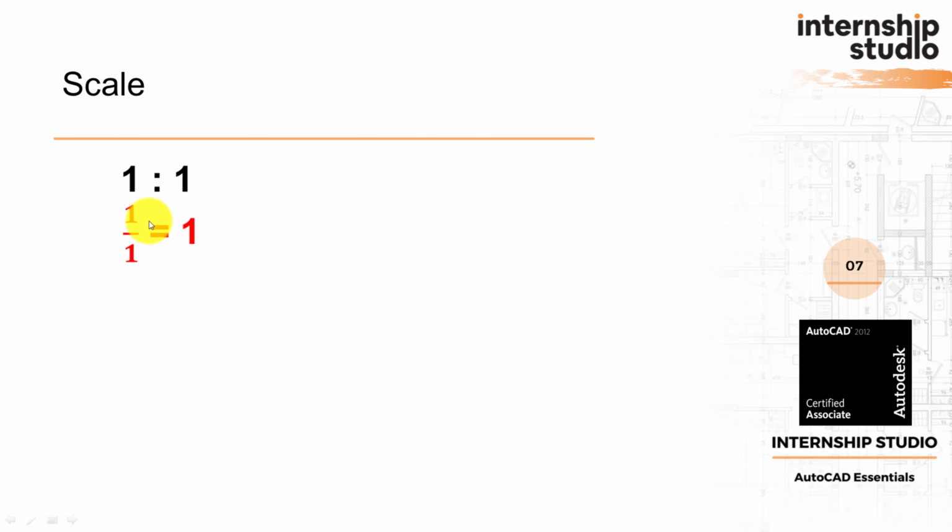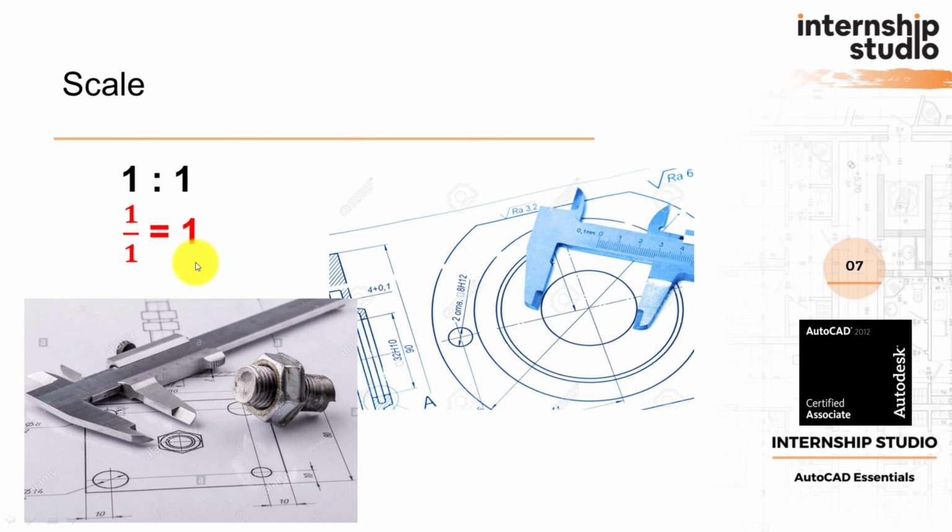The scale 1 is to 1 means 1 divided by 1, the value is 1. That means what? For example, 1 is to 1 in the sense the component size and the drawing size must be same. Let us discuss more detailedly to understand these scale factors and these scale values.